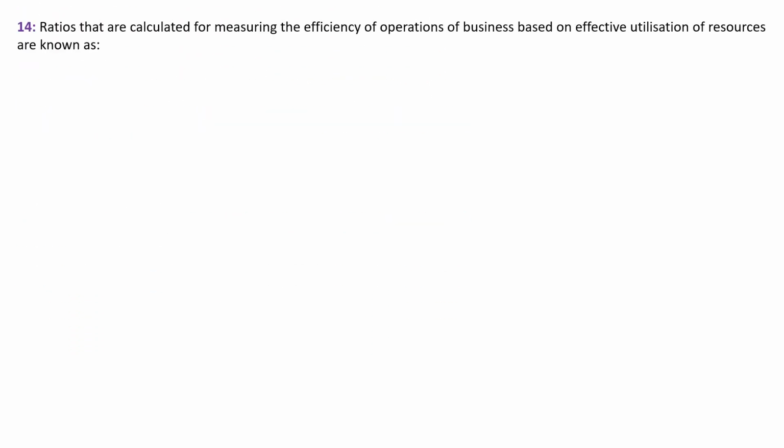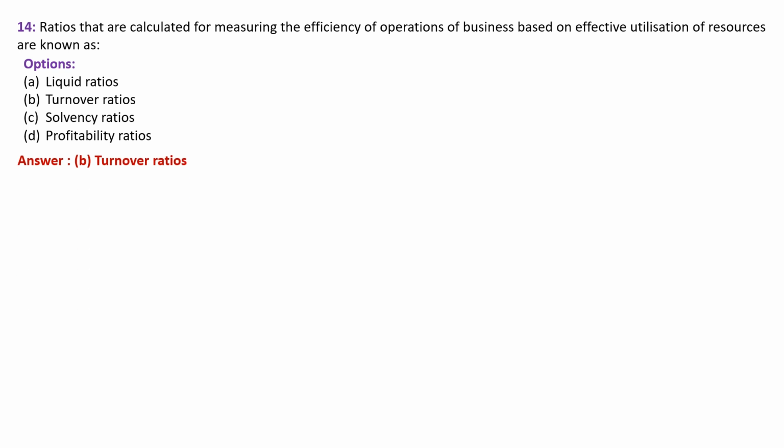Question number 14. Ratios calculated for measuring the efficiency of operations of business based on effective utilization of resources are known as option A, liquid ratios, B, turnover ratios, C, solvency ratios, and D, profitability ratios. So when it comes to utilization of resources, like net asset turnover ratio, debtors turnover ratio, or inventory turnover ratio, in that case, it is turnover ratios which help in checking or calculating the effective utilization of resources.